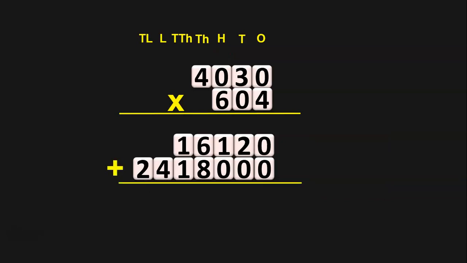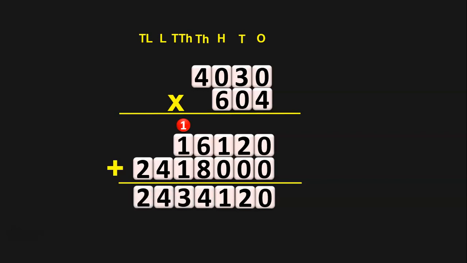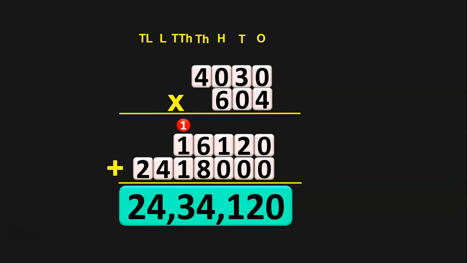Begin the addition from the ones place. 0 plus 0 is 0. 2 plus 0 is 2. 1 plus 0 is 1. 6 plus 8 is 14. 4 carry over 1. 1 plus 1 plus 1 is 3. And then in the lakhs place and 10 lakhs place, you can take and write down the numbers just like that. So what is the answer? 24,34,120. Let us do one more example.